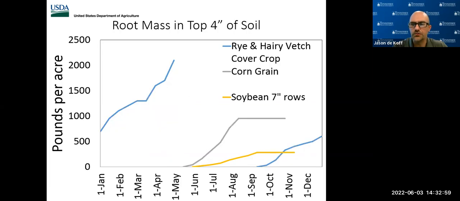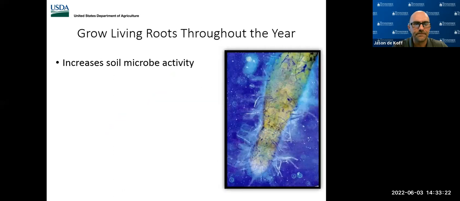And then also just the root mass itself. Compared to some of our cash crops like corn and soybean, that rye and hairy vetch cover crop example that I gave before produces such a high amount of root mass in the soil that you're really going to be able to break up some compaction potentially, but also add a lot more organic matter to the soil.